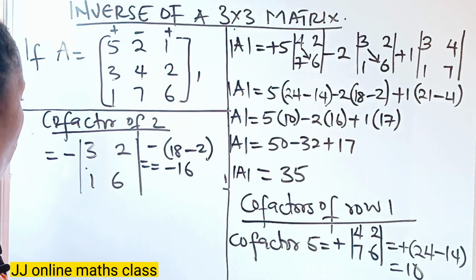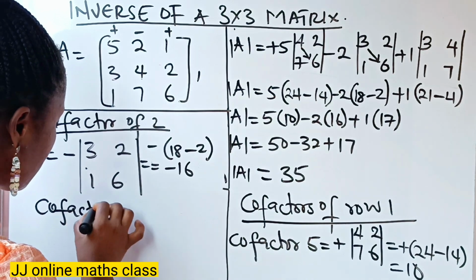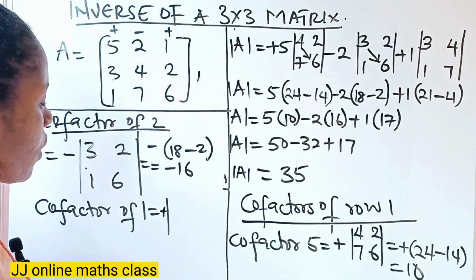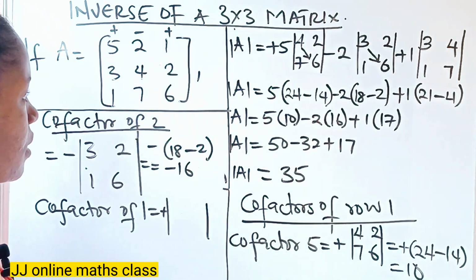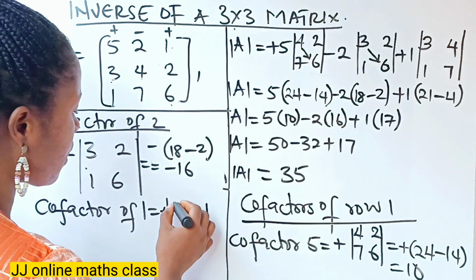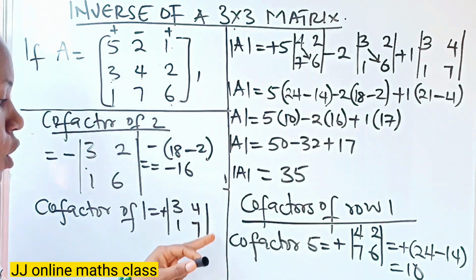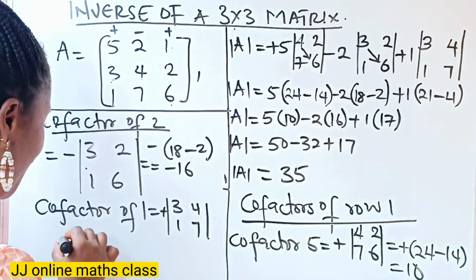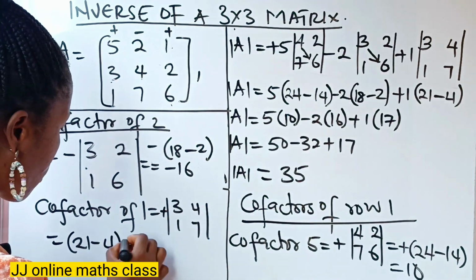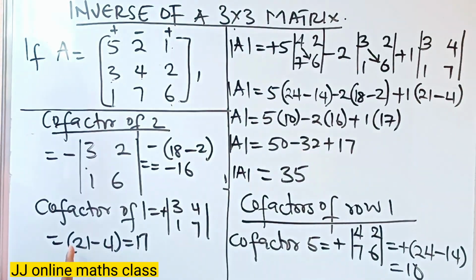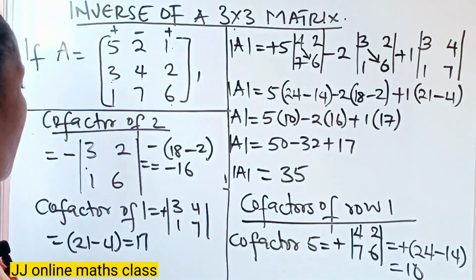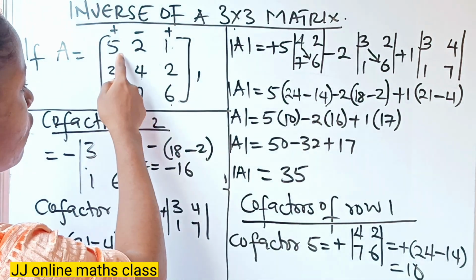Let's go ahead and get that of 1. Now the cofactor of 1 is going to be equal to, now 1 has a positive sign, so we put that positive and open our bracket. When we cover 1 vertically and horizontally, we are going to have 3 4 1 7. We go ahead and solve this as well. 3 times 7 will give us 21, minus 1 times 4 which is 4. So we are going to have 17. It's going to be 17 because this is positive. We are done with the cofactors of our first row. We have done it for 5, 2 and 1.